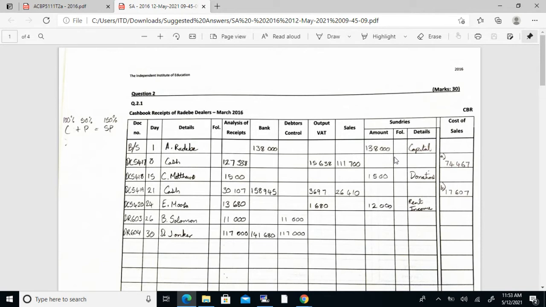CRJ. No, it's not. Very good. So the question she's asking is, is settlement discount the same as trade discount?